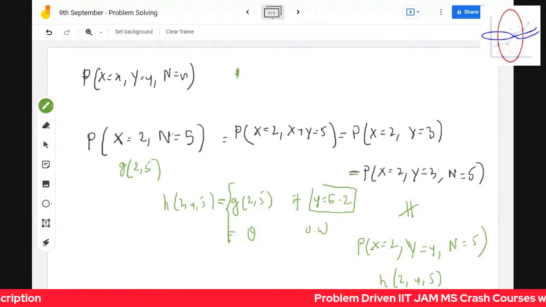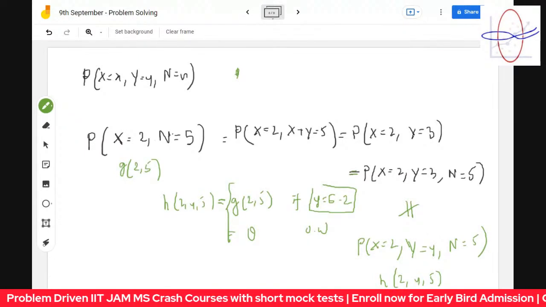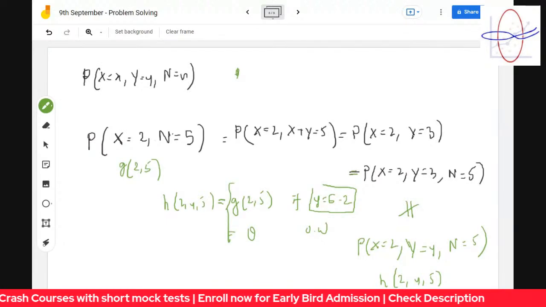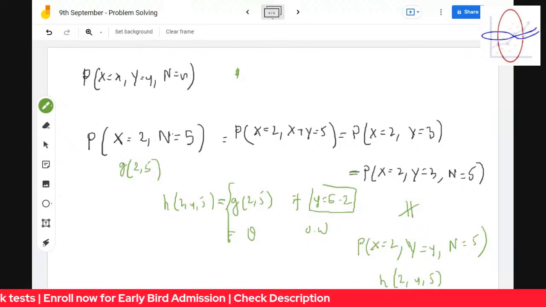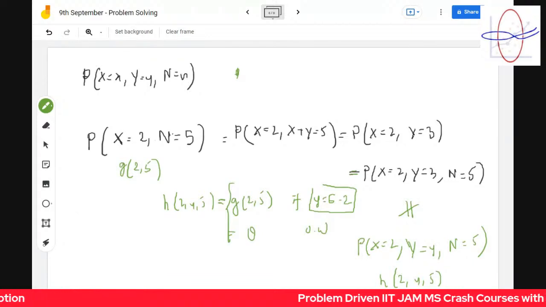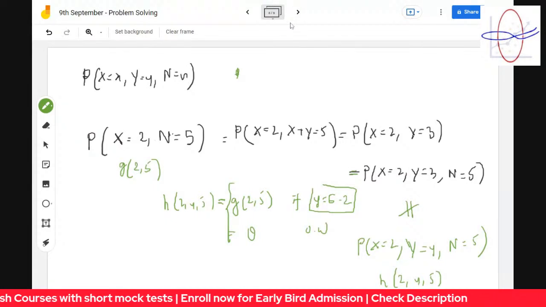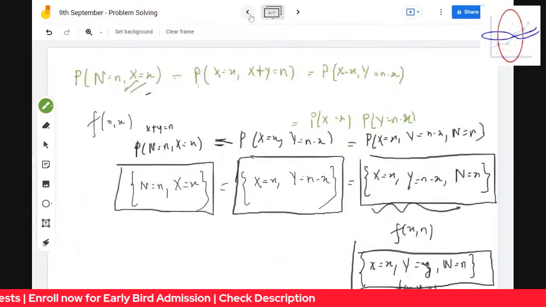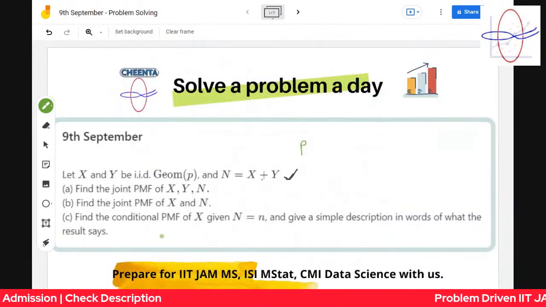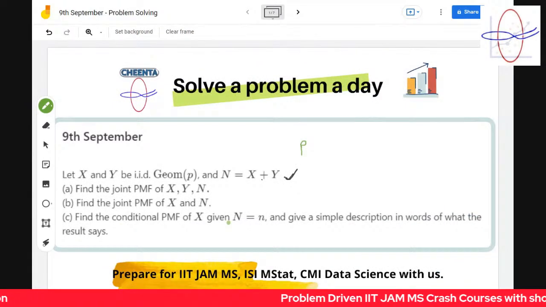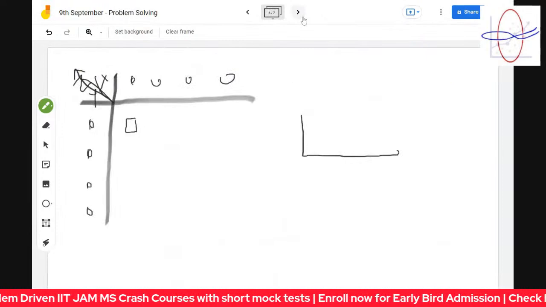Everything clear, guys? Good. Okay, for Rakesh, Rishabh, it's going fine. Okay, fine. Good. So let's move to the next idea. So let's see what the next problem is. The next idea is now conditional probability. So what is the conditional PMF of X given N is equal to n, and give a simple description of what it results as. The conditional PMF, okay? So it's like asking you to find the following probability.